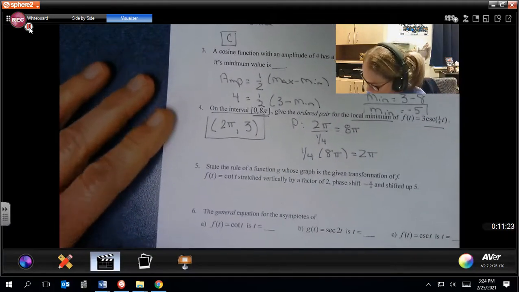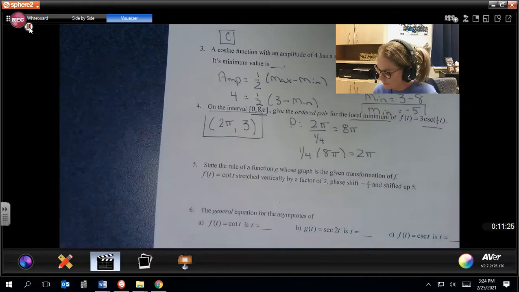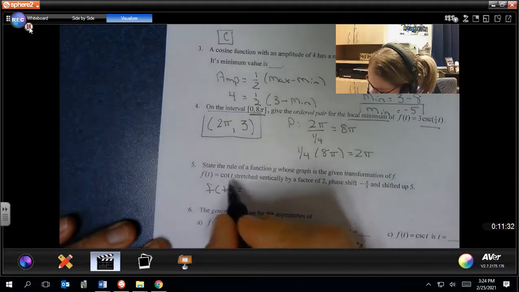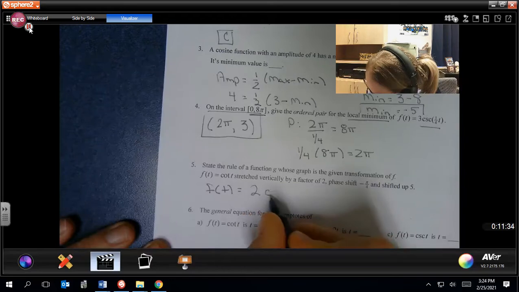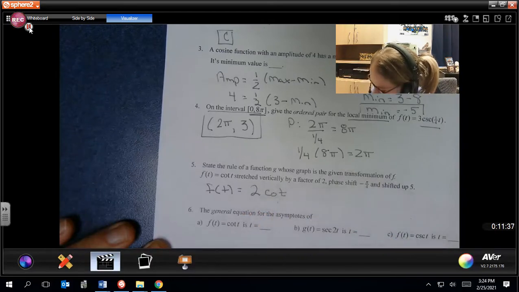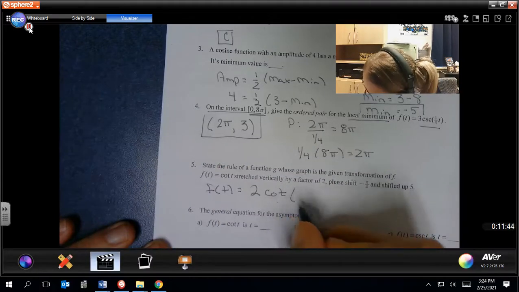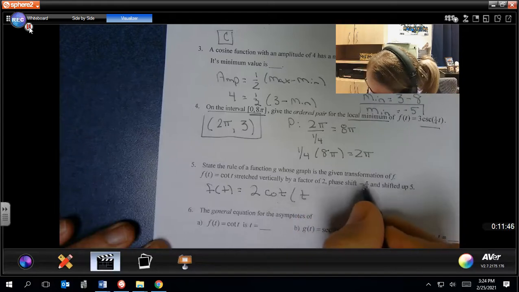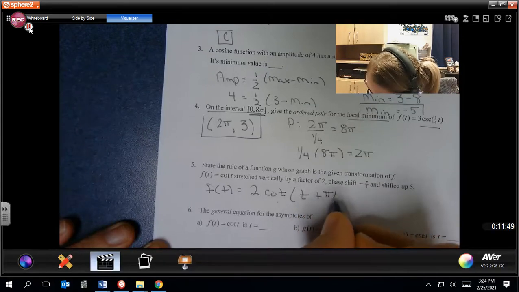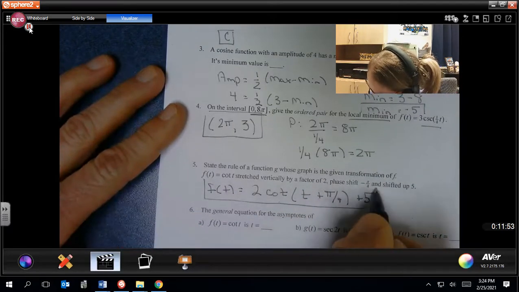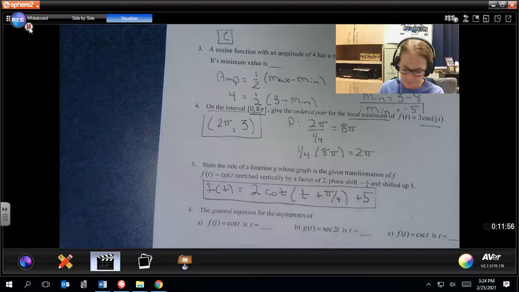All right, next one. State a rule of a function g whose graph is given by the transformation of f vertically by 2, phase shift. This is pretty easy. All right, so here we go. Stretched by a vertical factor of 2, that goes in front. Cotangent. It doesn't even say anything about the period, so we've got no b value. This is going to be t. Phase shift is minus, so this is plus, and add that 5. Okay, so that's pretty easy.